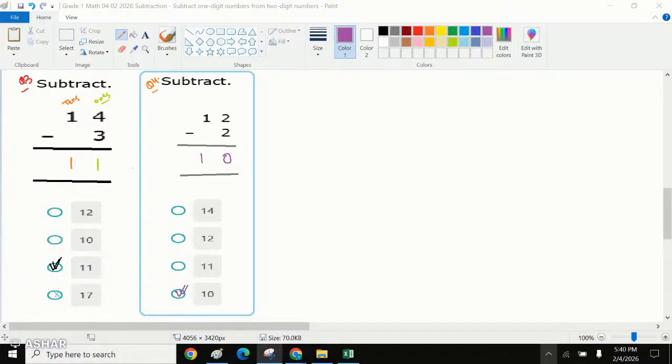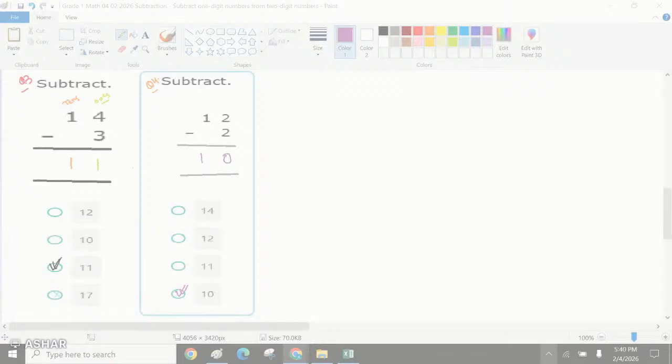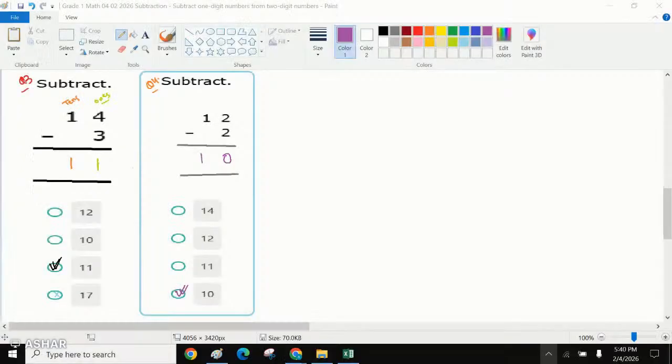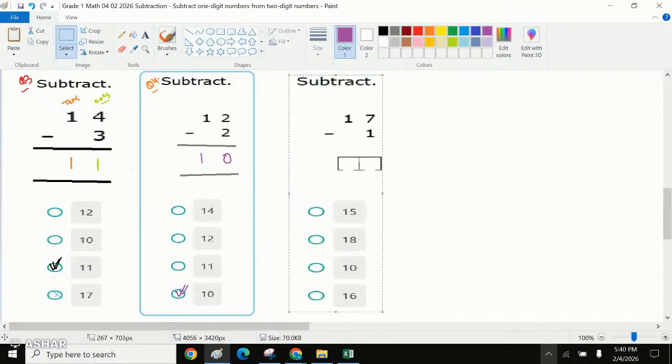Let's have a look at another question. The next question says, subtract 17 minus 1. We know the rule that whenever we are subtracting a 1 from any number, we just need to go to the number before it, prior to it, right? That would be easy. So question number 5 says, subtract these numbers, 17 minus 1. What should be 17 minus 1?